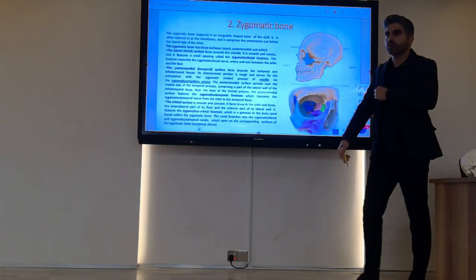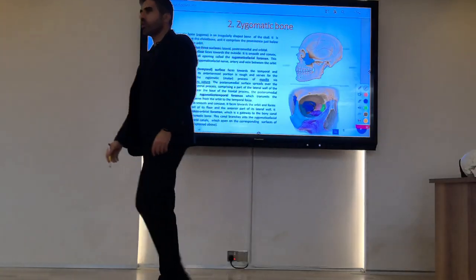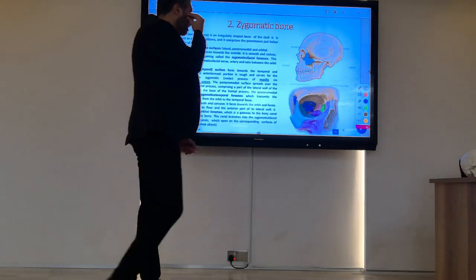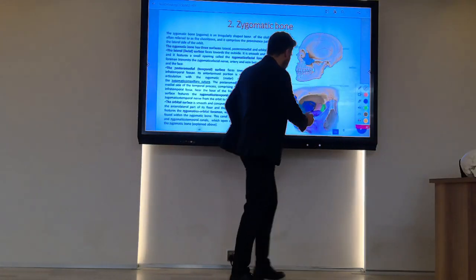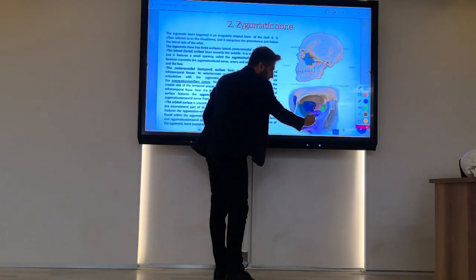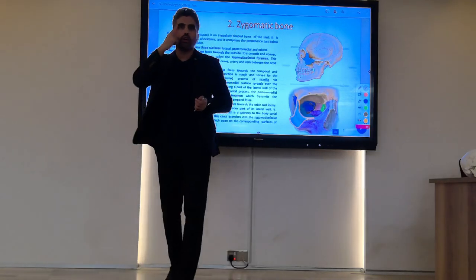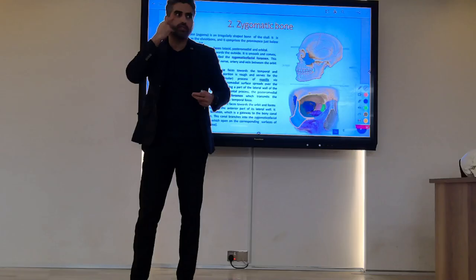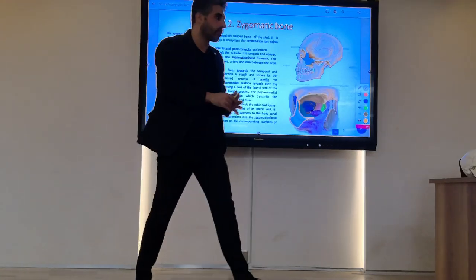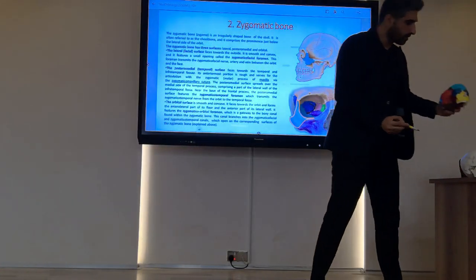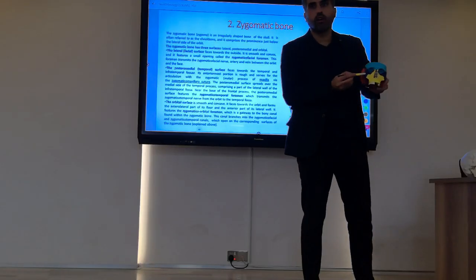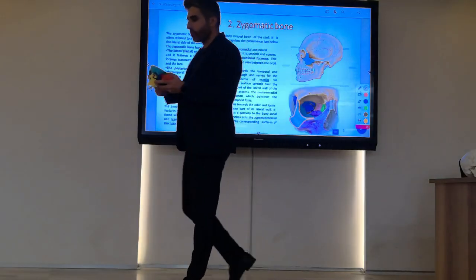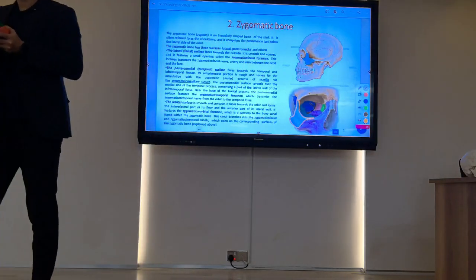The next, zygomatic bone. Zygomatic bone is located here, lateral side of the face. It's like L shape. Look at here, it's here. Where is it? In the lateral wall of the orbital cavity and inferior wall of the orbital cavity. Both lateral and inferior. Look at the model. This is zygomatic bone. Lateral wall of the orbital cavity and inferior wall of the orbital cavity. You can see zygomatic bone.